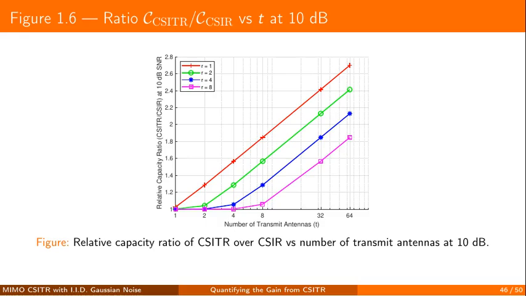This figure shows this ratio against the number of transmit antennas, one curve per receive count, at 10 decibels. The ratio sits at 1 when transmit antennas are fewer than receive antennas, and then grows steadily once transmitters dominate.